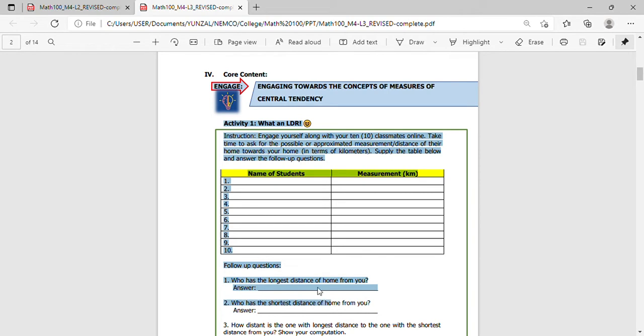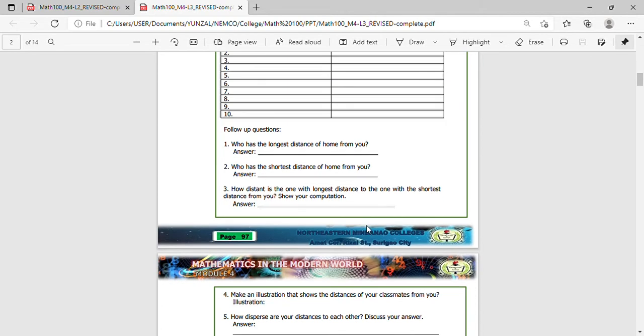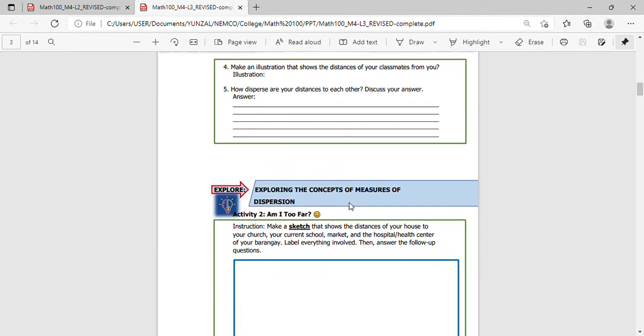In here, you will just have to read this. The instruction is to engage yourself with 10 of your classmates online. Take time to ask for the possible or approximate distance of their homes from your home in kilometers. Then supply the table below and answer the follow-up questions. That is your assignment.